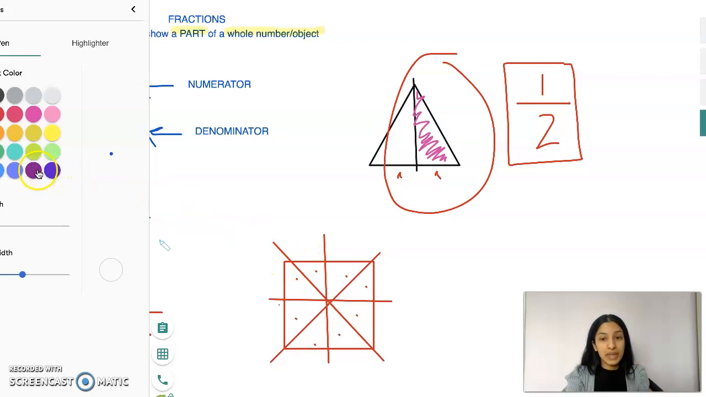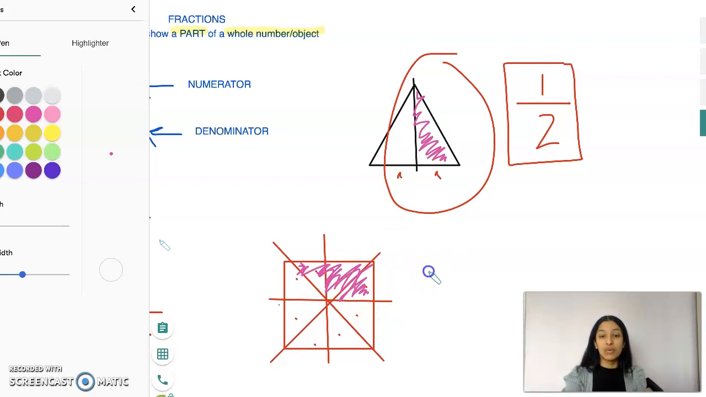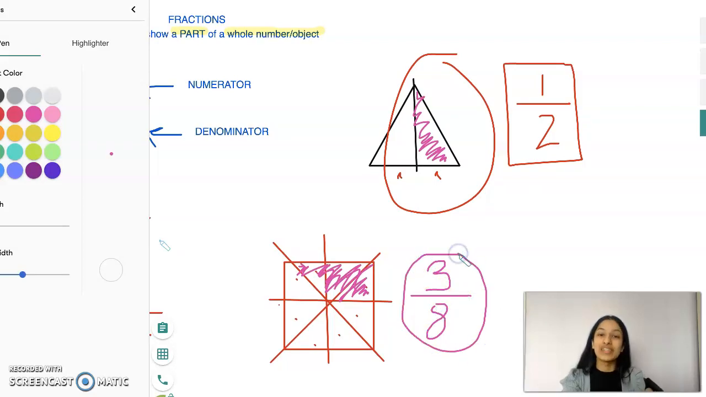So I'm going to pick another colour. So let's shade in 3. So Ben decides to shade in 3. He opens the page up and he shades in 3 of them. Now we have shaded 3 out of the 8. So this is 3/8 of the square folded.